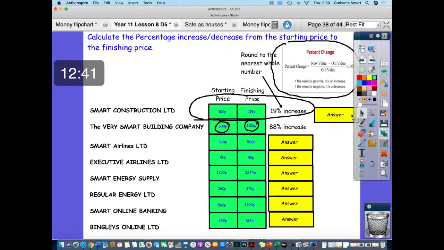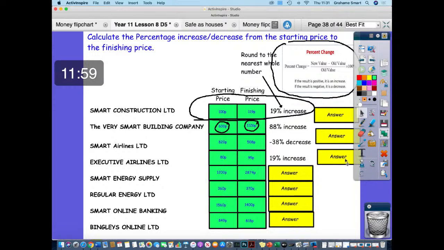Let's look at the next one. Smart Airlines Limited starts at 820 pence, goes down to 508 pence. That's clearly a decrease, and it's quite a steep decrease. I'm thinking it's probably somewhere around 35%. Okay, 38% decrease, and I'm checking in my head. I'm using strategies to check roughly that these answers are common sense checking, basically. Okay, Executive Airlines Limited, 80 pence up to 95 pence. So it has gone up, it has increased, not as much as some of the others, but it looks around about 20%, just under 20% to me. 19% increase. There we go.